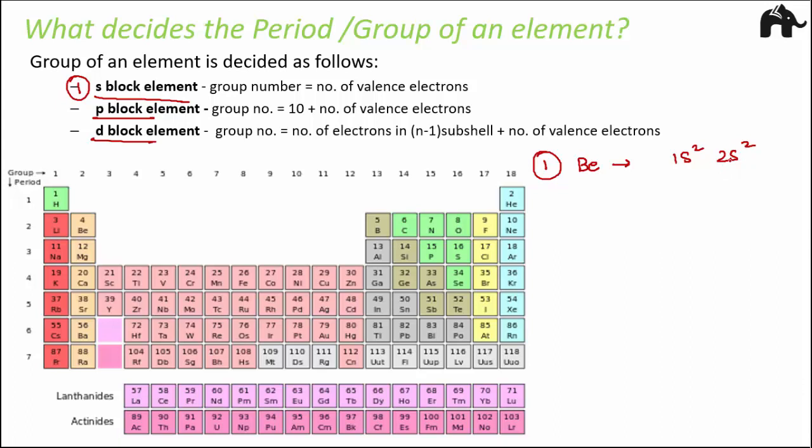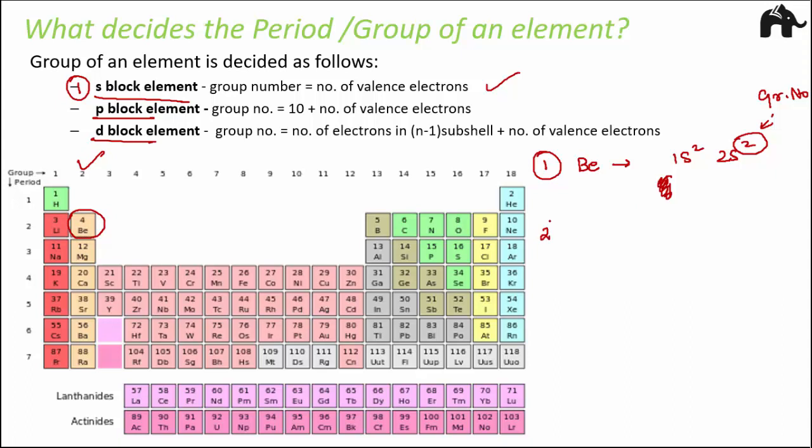And here, the group number is equal to the number of valence electrons. How many valence electrons are there? 2. Therefore, this 2 is the group number. So, if you look at the periodic table, beryllium is in group 2.